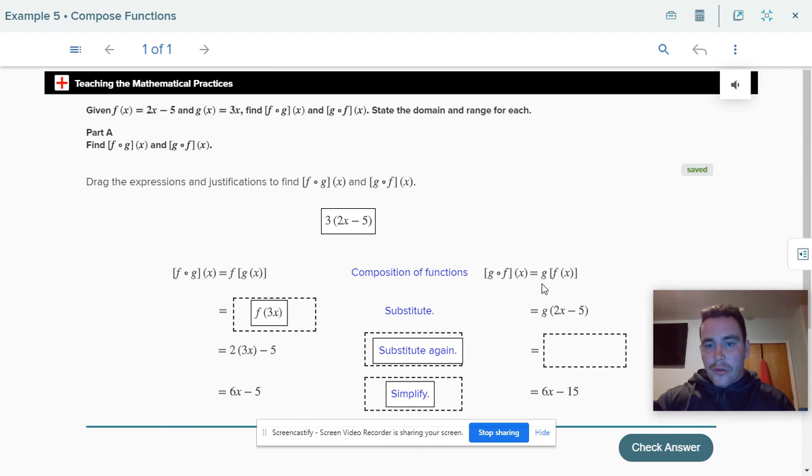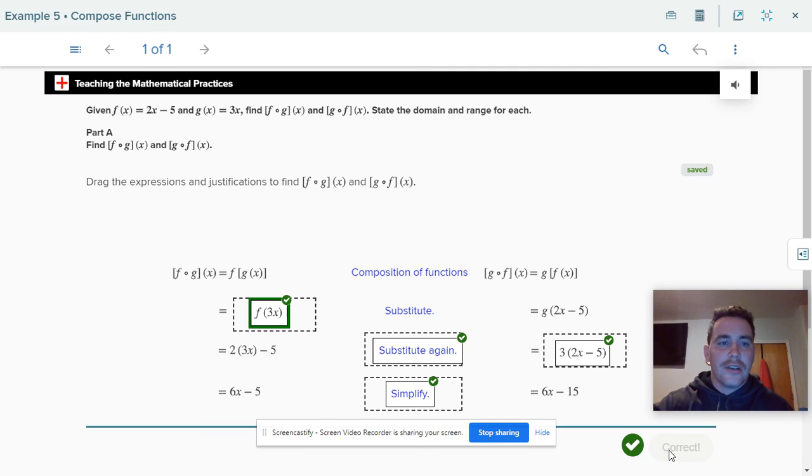Same idea for the one on the right. We have g of f of x, or g composed of f. Instead of having g of x, we're going to plug in the f of x function. So we're going to have g of 2x minus 5. Instead of putting the x up here, or a numerical value, we're going to say 3 times whatever f is, or wherever there's an x, we're going to put the f of x function. We're going to distribute that and simplify. So we're going to get 6x minus 15. And check our answer. Everything's good.